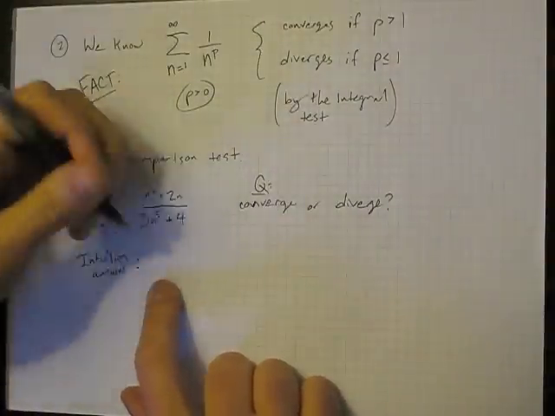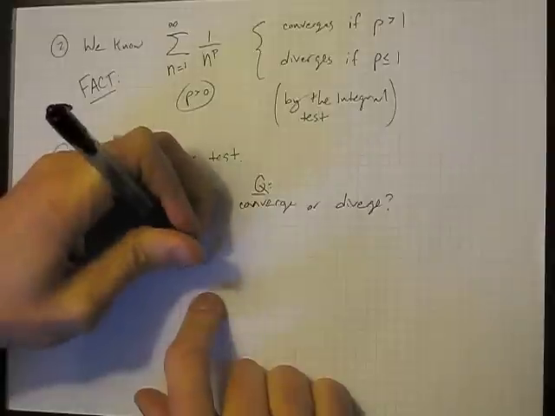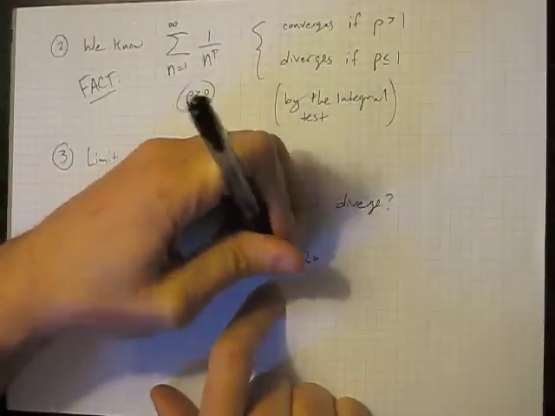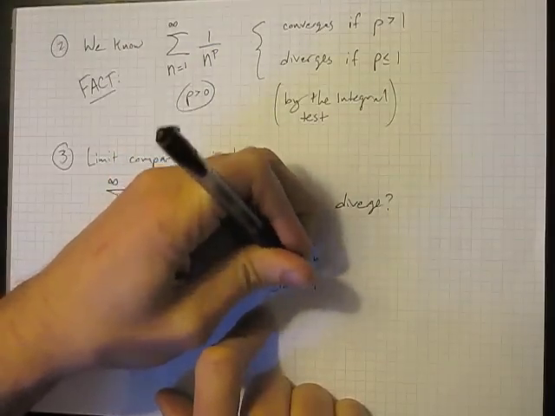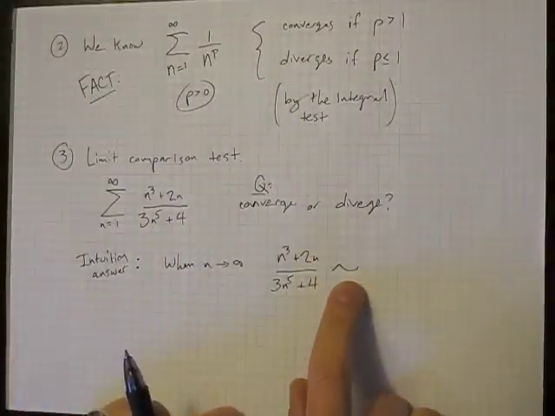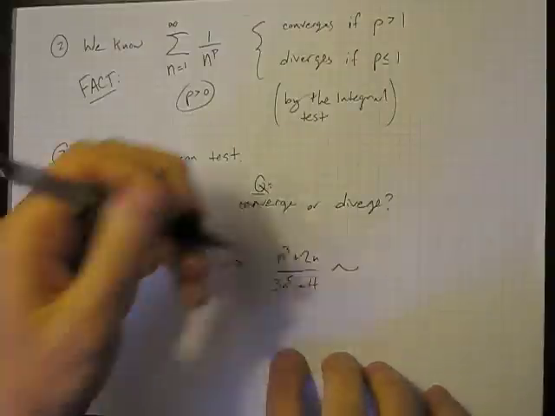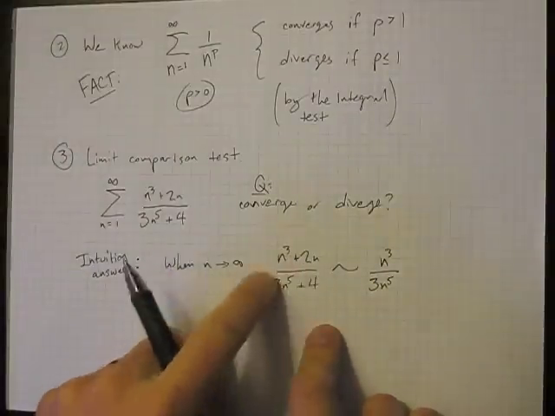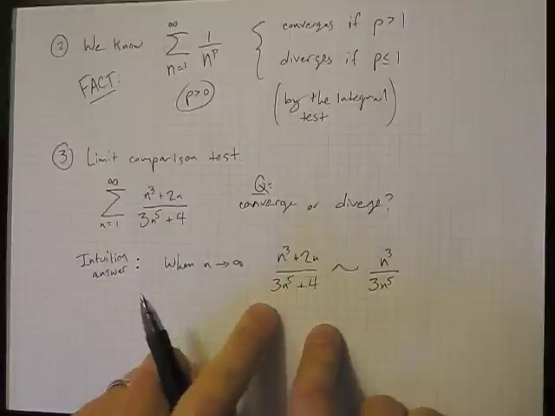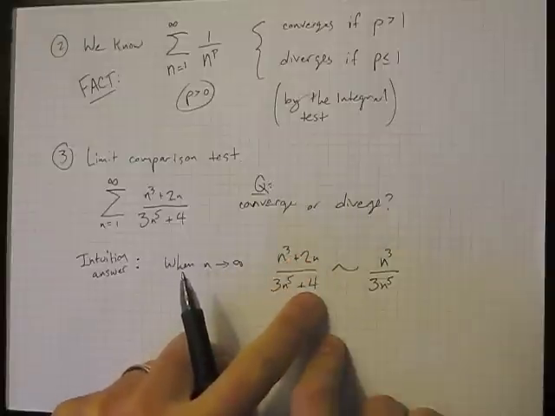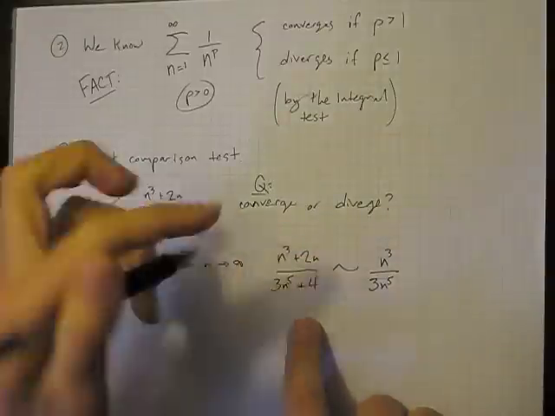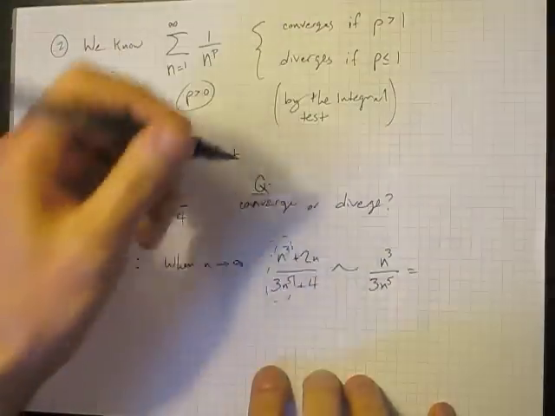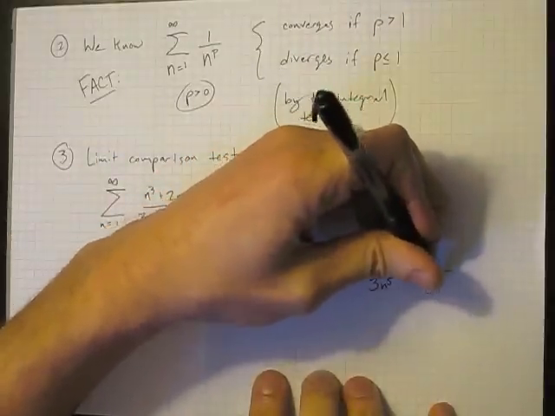So the intuition answer is that, well, take a look at the terms. When n is very large, as n goes to infinity, n cubed plus 2n over 3n to the fifth plus 4 looks a lot like n cubed over 3n to the fifth. The reason is that when n is very big, n cubed will be much, much bigger than 2 times n, and 3 times n to the fifth will be much bigger than 4, so the 2n and the 4 become insignificant when n is very large. All that matters are these leading terms, even if the powers aren't the same. If we simplify this, there's three copies of n here and five here, so this simplifies to 1 over 3n squared.